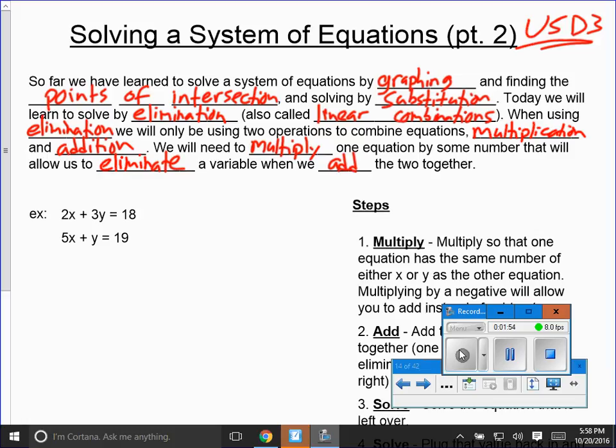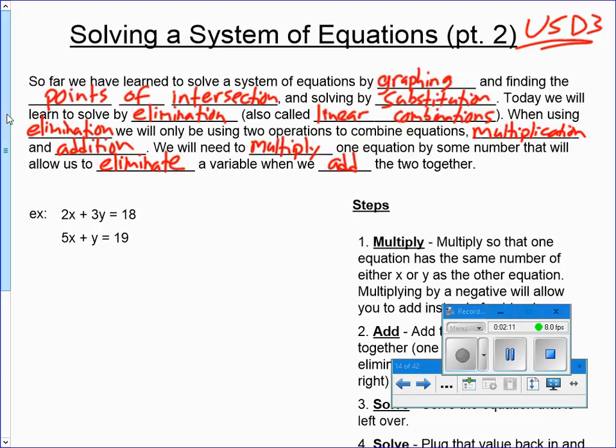This is very similar to what we did in the lead-in activity, where we looked at the same number of each variable, and then we could tell that the difference in the end value was the difference of the other variable. That's what this whole process is: trying to eliminate one variable and work one variable at a time.